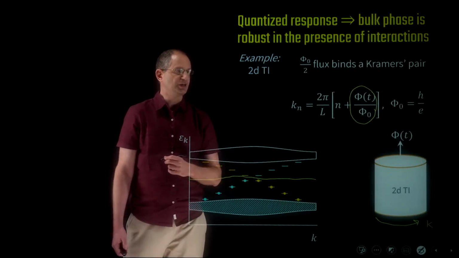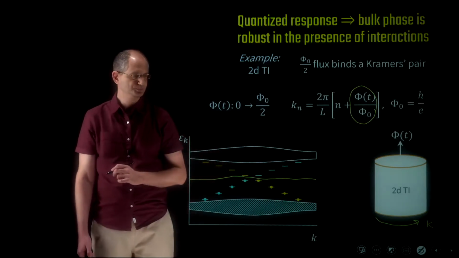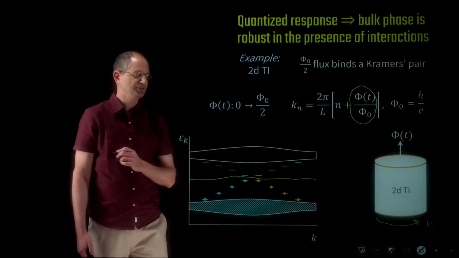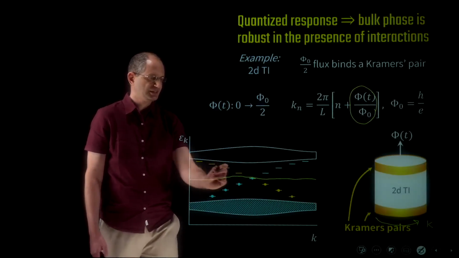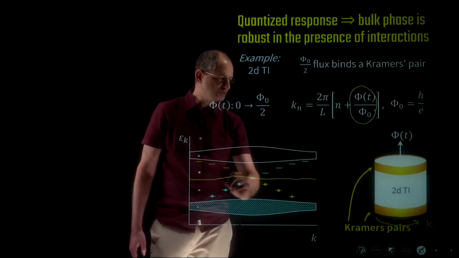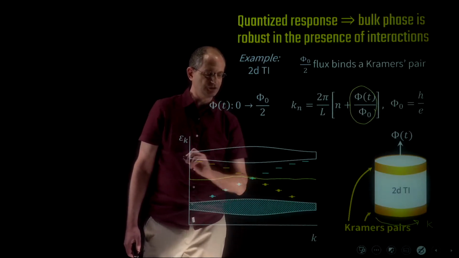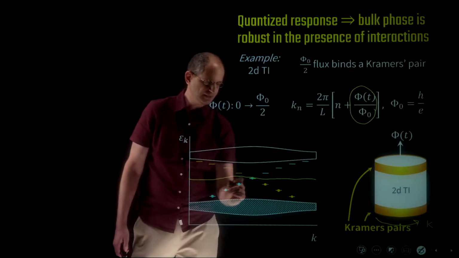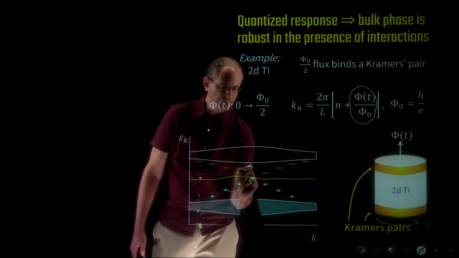So here's our process, okay, ramping up the flux from 0 to phi naught over 2. And let's examine what happens to the spectrum as we do that. Okay, so the states of the right moving edge mode are moving up in energy, and the states of the left moving edge mode are actually moving down.